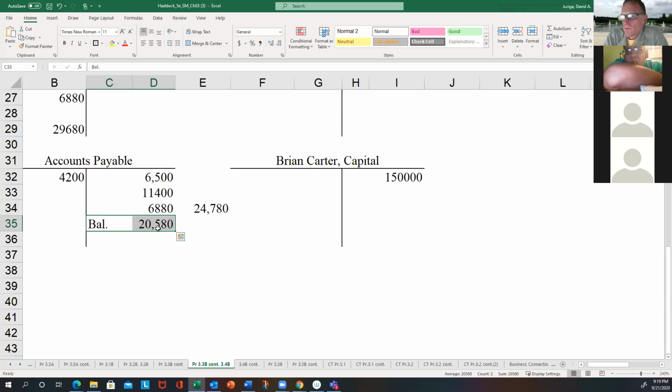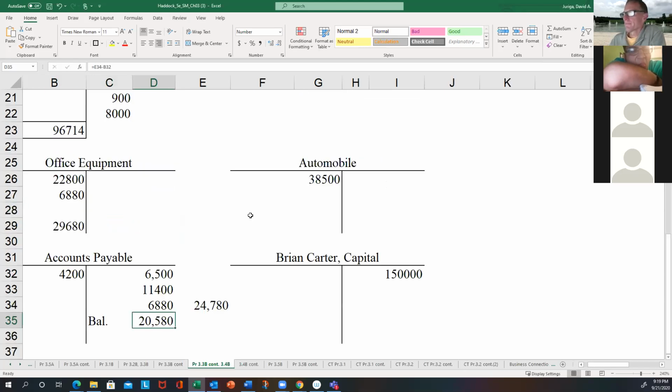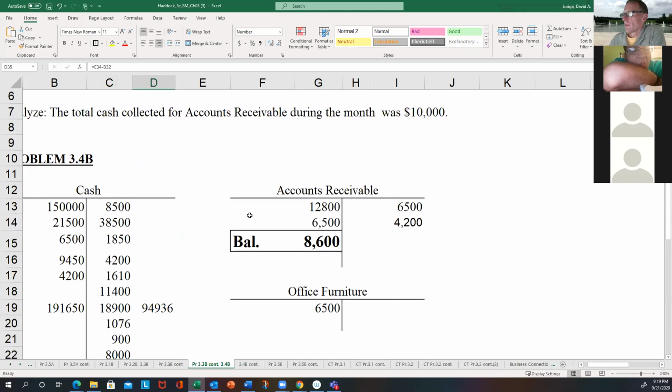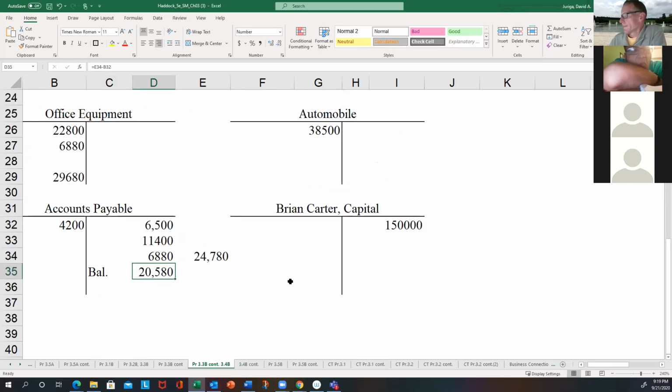Yeah, that's correct. 2,580. Again, add up the credits, subtract the one debit, and you should get that. Notice it's on the credit side. Okay.